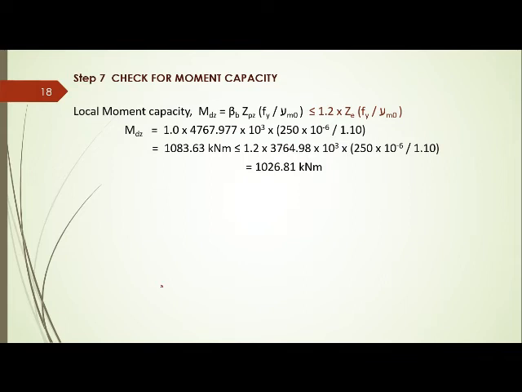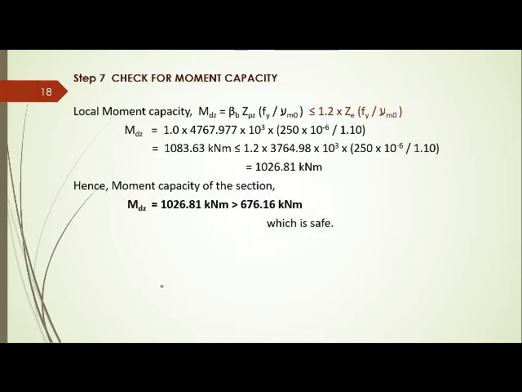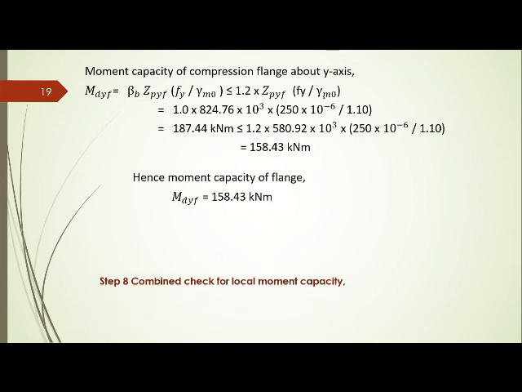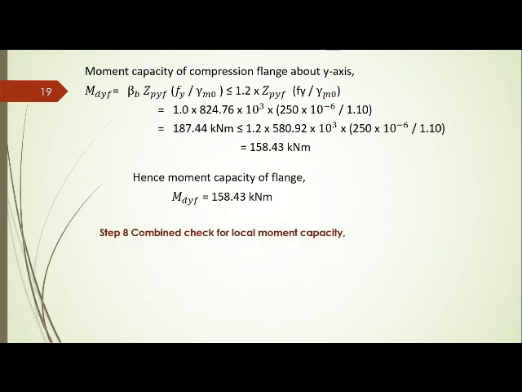We have calculated the moment which is greater than the actual absolute maximum bending moment coming in the section. So it is safe against bending. We have checked the capacity of the compression flange also, and it should be less than the permanent deformation. Let us refer to the codal provision.